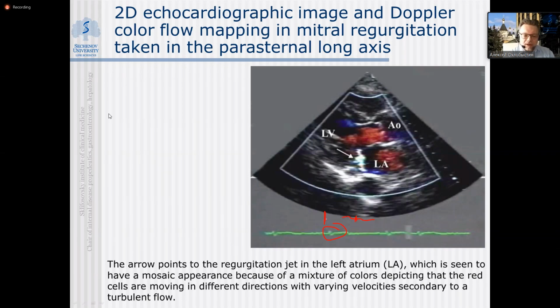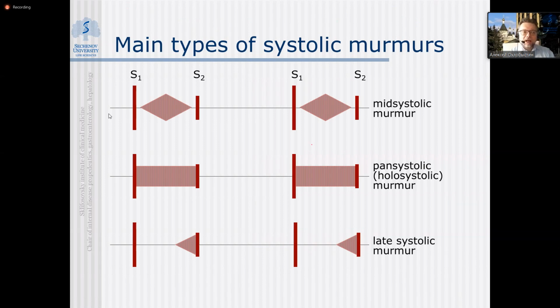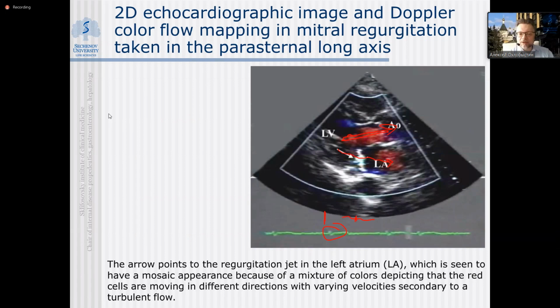Good. Okay, let's go further. Does it mean that there must be incompetence in the atrioventricular valve? Well, in this case, yes. If you have two jets of blood, forward, quite smooth, and backward from the left ventricle to the left atrium, and it's turbulent, obviously it means that your patient has an incompetence of the mitral valve, the left AV valve.